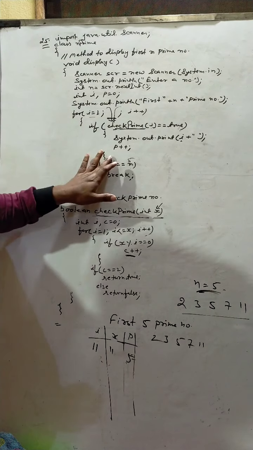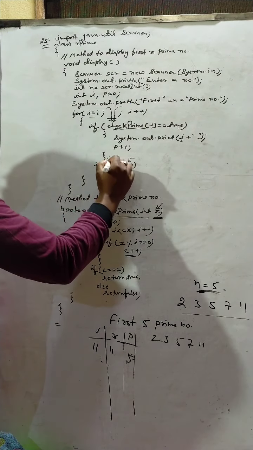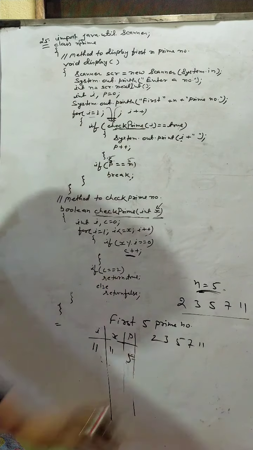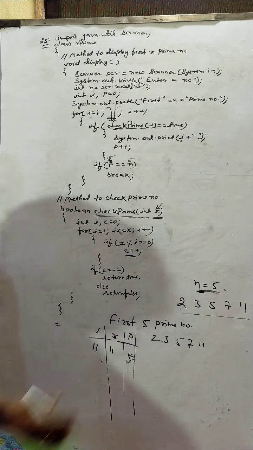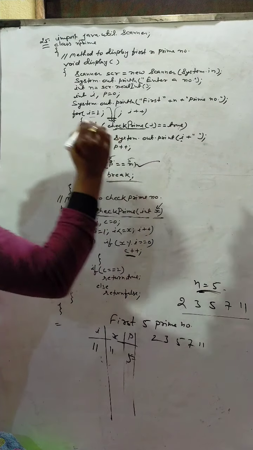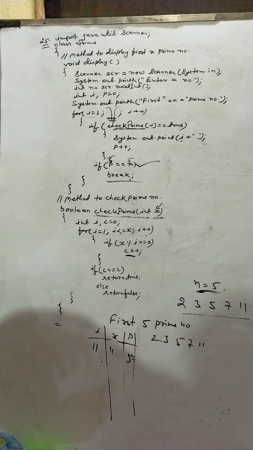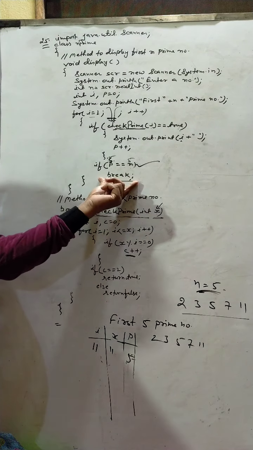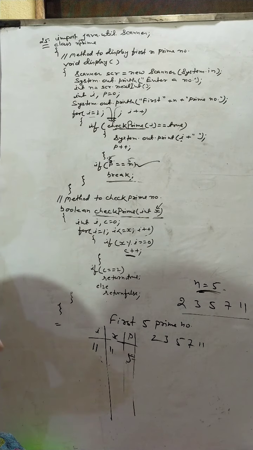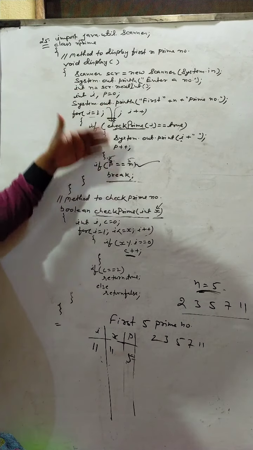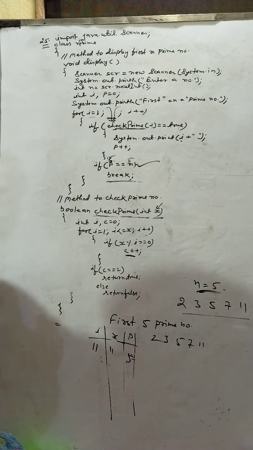But now this time the value of p is 5. 5 equal to n, 5 equal to 5. This time this condition is true. The break will be encountered and you know the function of break. Break is an unconditional jump statement. It will terminate this loop.